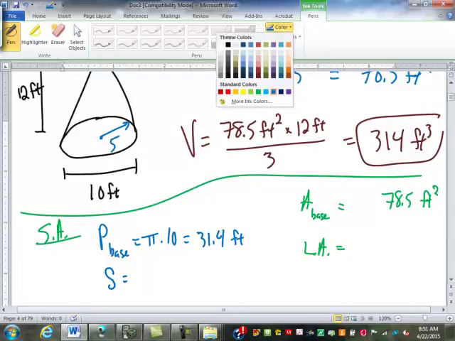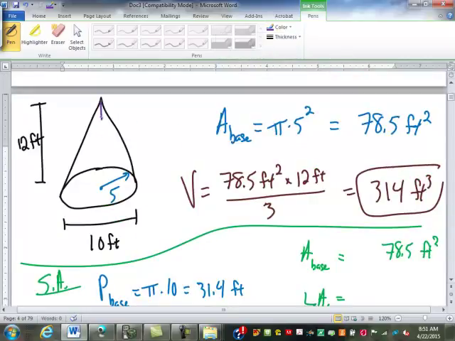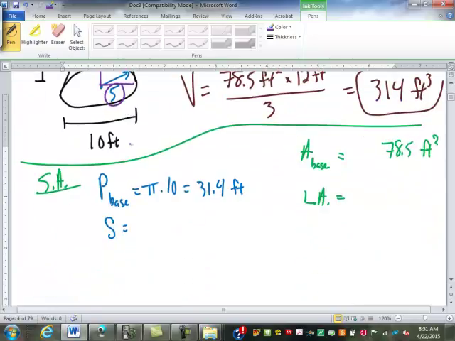Well, if I draw my triangle, this is 5, this is 12. So that slant height is going to be 5 squared plus 12 squared equals that slant height squared. 5 squared is 25, 12 squared is 144, that adds up to 169. Square root to get 13.